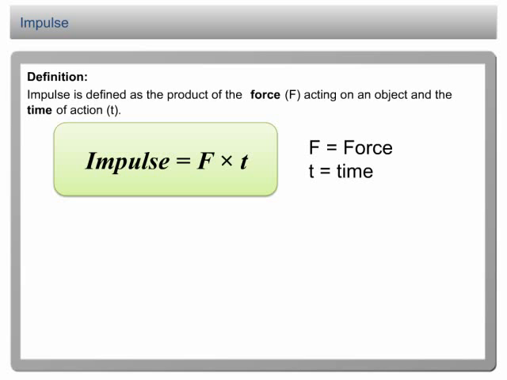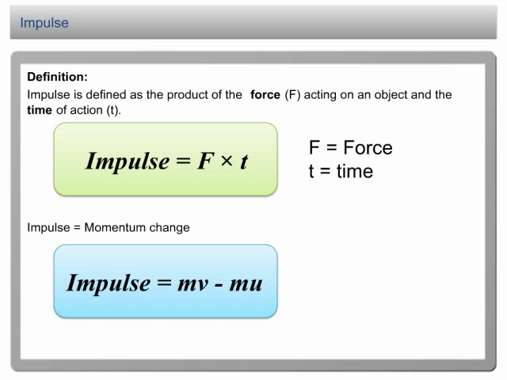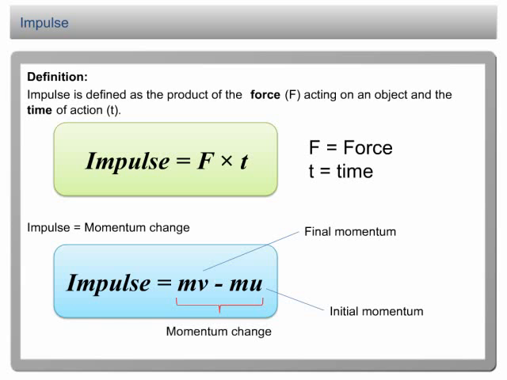When a non-zero net force is applied on an object, it will cause the momentum of the object to change. The amount of impulse exerted on an object is equal to the amount of momentum change of the object. In the equation, we write impulse equals mv minus mu, where mv is the final momentum and mu is the initial momentum. Final momentum minus initial momentum means momentum change. Since momentum is a vector quantity and impulse is equal to momentum change, impulse is a vector quantity.